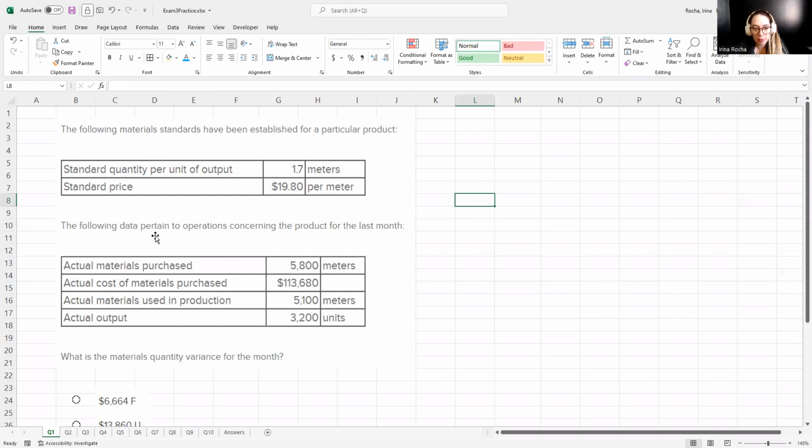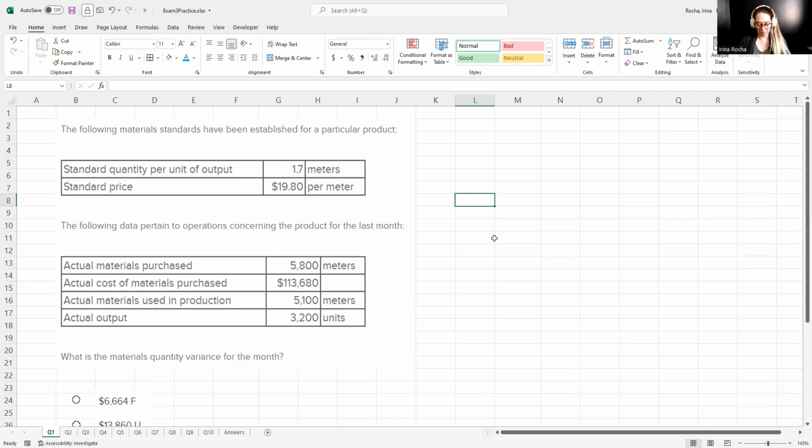The following data pertain to operations concerning the product of the last month. We have actual materials purchased, actual cost of the materials, actual materials used in production, and the actual output. They're asking what is the material quantity variance for the month.